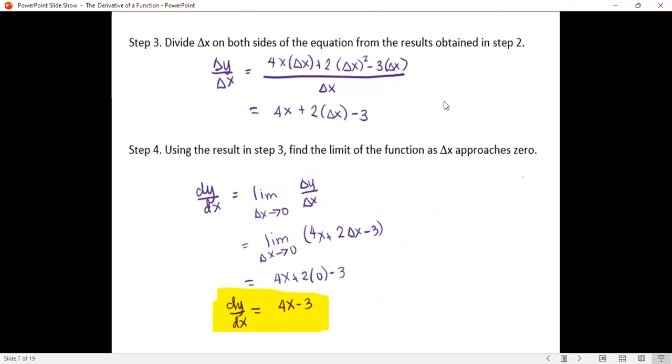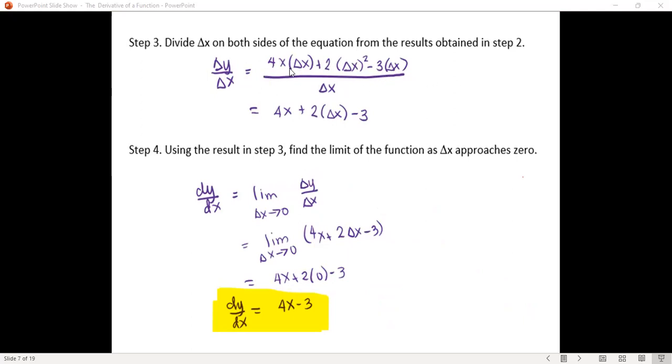Now for step 3, we divide both sides of the equation from the results we obtained in step 2 by delta x. So now we have delta y over delta x. And the thing that we have on the right side from step 2, the 4x delta x plus 2 delta x squared minus 3 delta x, we will divide them by delta x. And as you can see, there is a common term on top, and that is actually delta x.